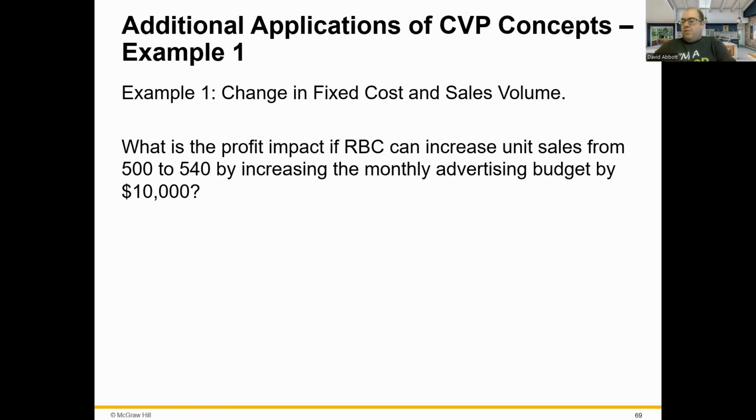So let's look at this first example. We want to know what the profit impact would be if RBC can increase the sales units from 500 to 540 if they were to increase their advertising budget by 10,000. So they're trying to figure out what their sales would be if they were to increase their advertising budget.